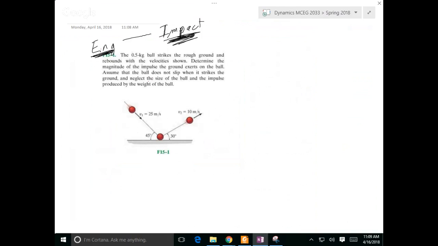It says a half kilogram ball strikes a rough ground and rebounds with the velocity that's shown. Determine the magnitude of the impulse that the ground exerts on the ball, assuming the ball doesn't slip when it strikes the ground, and neglect the size of the ball. So he wants to know that impulse. So that impulse is this. He defines that as the impulse.